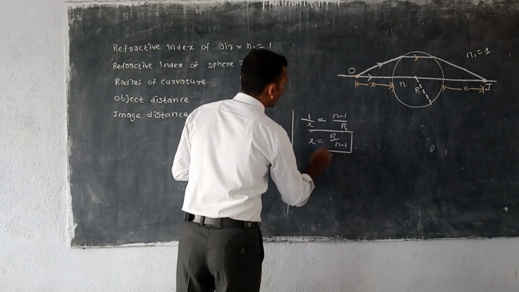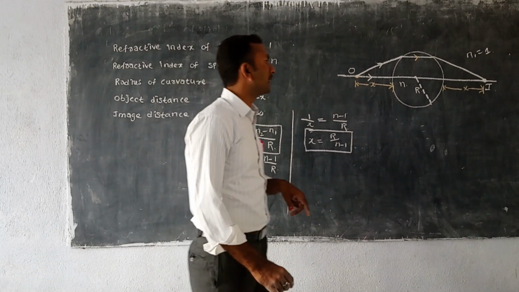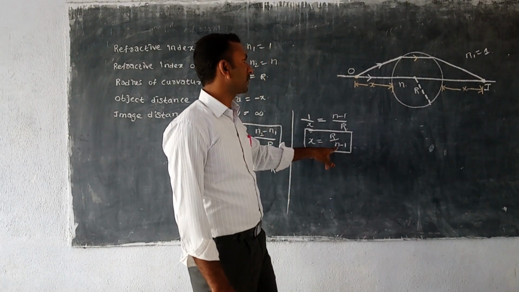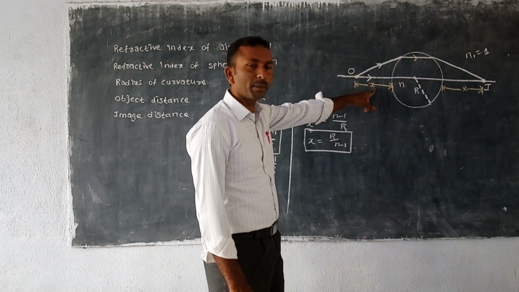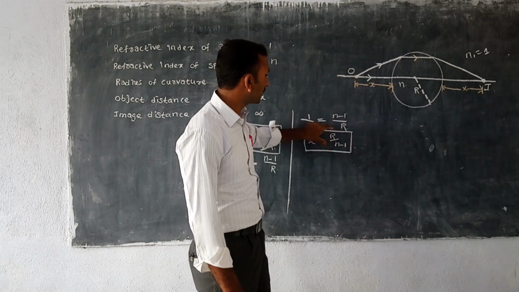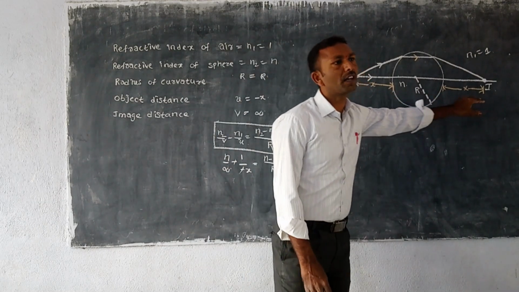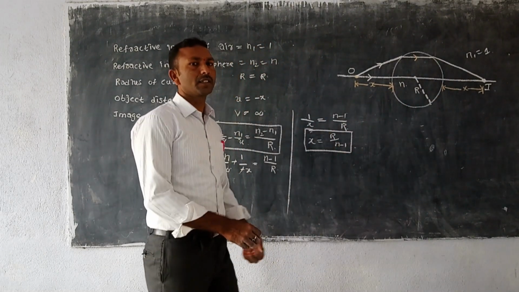So where should we keep the object to get the image at the same distance? At R by n minus 1 distance. So the x value will be R by n minus 1. If you keep the object at this distance, a real image is formed at the same distance.